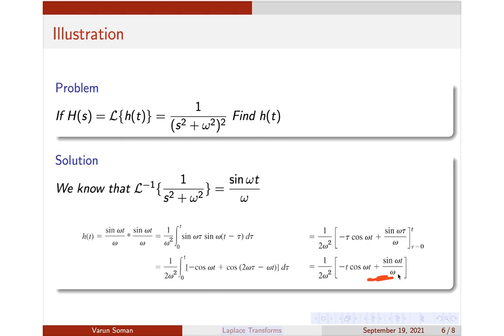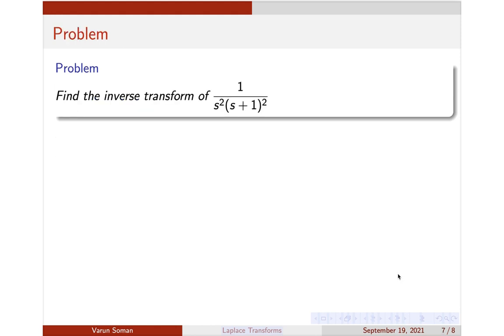So that's the application of convolution theorem here. Again, let us do one more problem. What's the inverse transform of 1 by s square into s plus 1 whole square? I'll just give you the hints, the rest everything you'll do it yourself. You can see that this is of the form f of s into g of s.